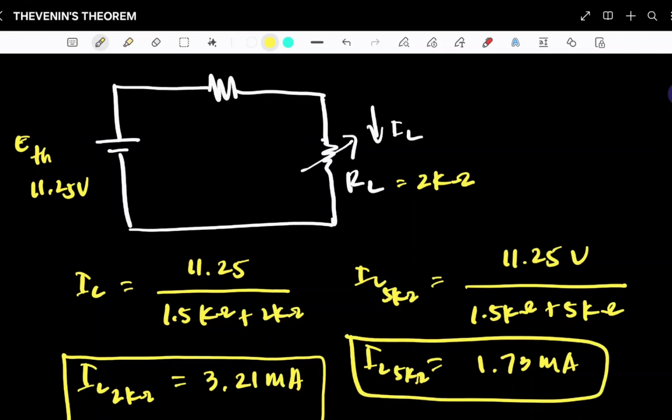We successfully solved the circuit using Thevenin's theorem, turning a complex circuit into a simple one. This method is super useful when analyzing circuits with varying loads.